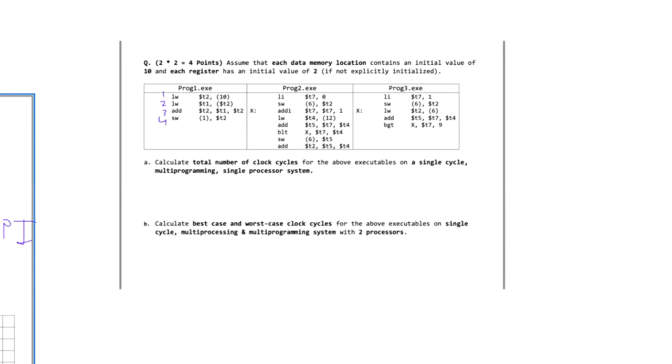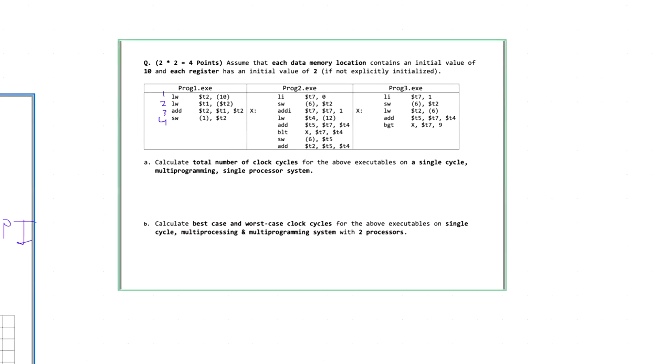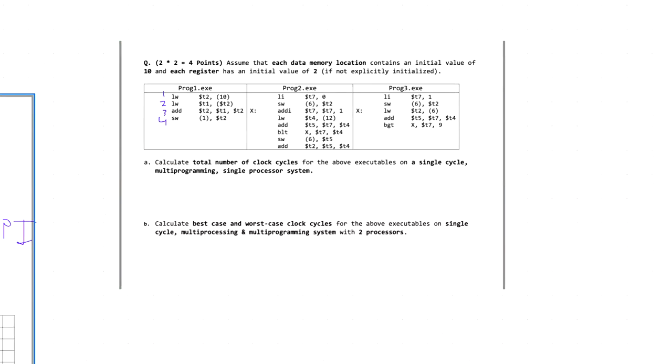So we're asked to calculate the total number of clock cycles for the above executables on a single cycle multi-programming single processor system. Wow, there's a lot of stuff going on here. But let's just focus on the single cycle part, right? Single cycle is saying for program 1, there's 1, 2, 3, 4 cycles. 4 instructions, 4 cycles. We know 4 divided by 4 is 1. Single cycles always have a CPI of 1.